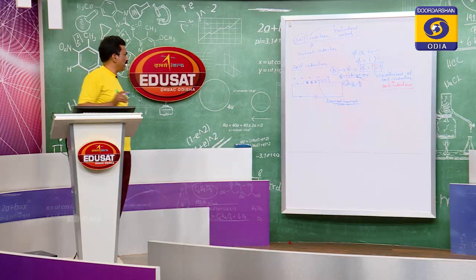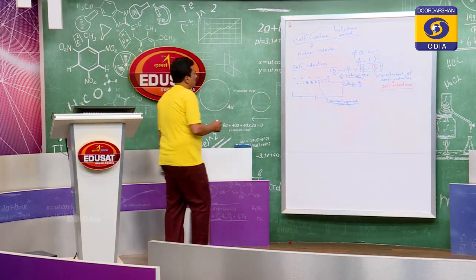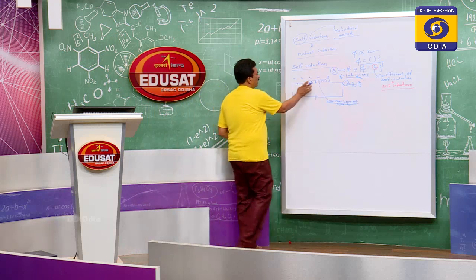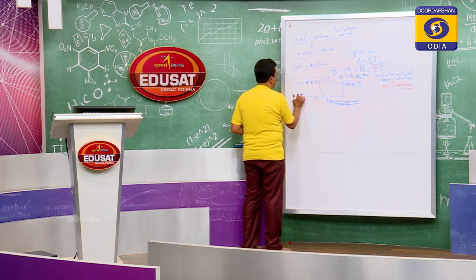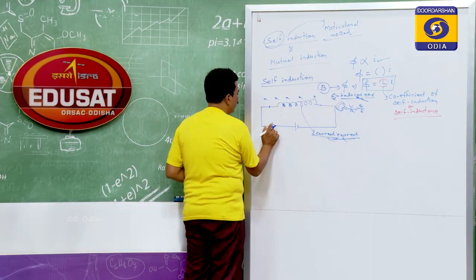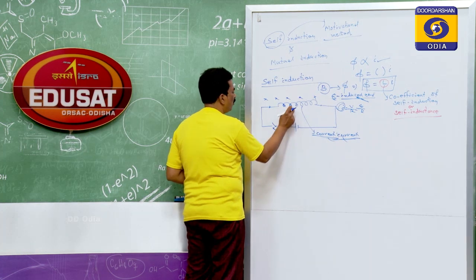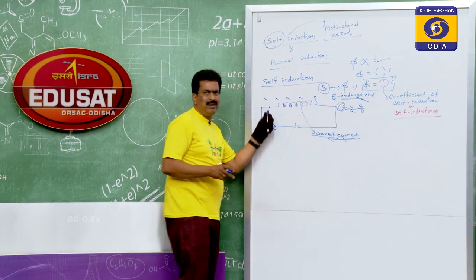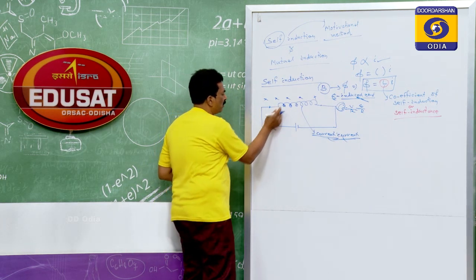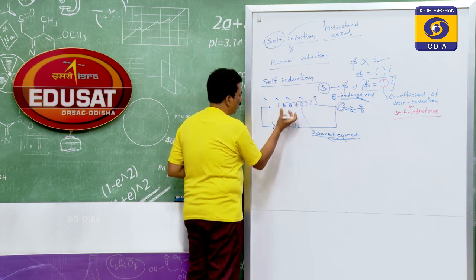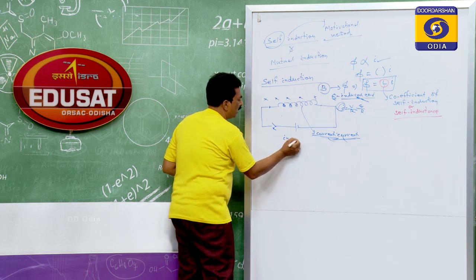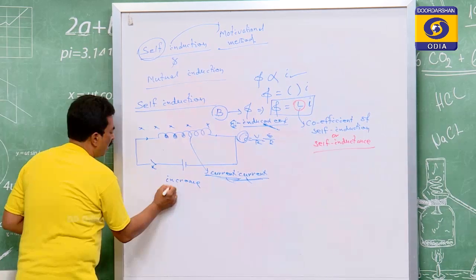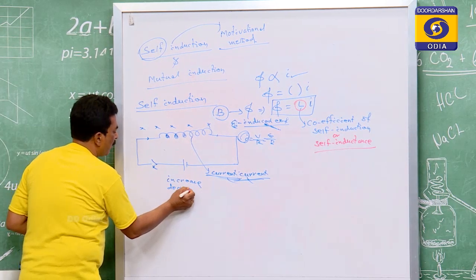As we came to know, for self-induction, if this is a coil connected with some source, and you have connected a key arrangement here, then by controlling this key, the flow of the current is under our control. That flow of current will either increase or decrease.